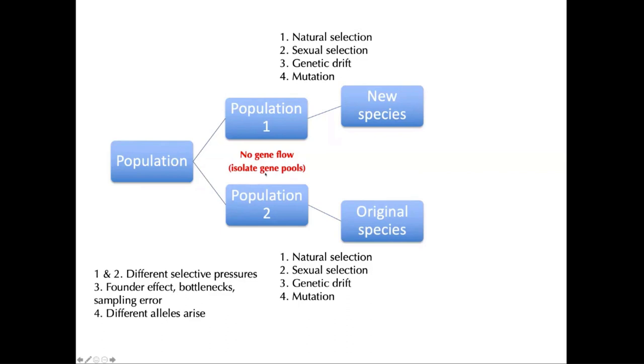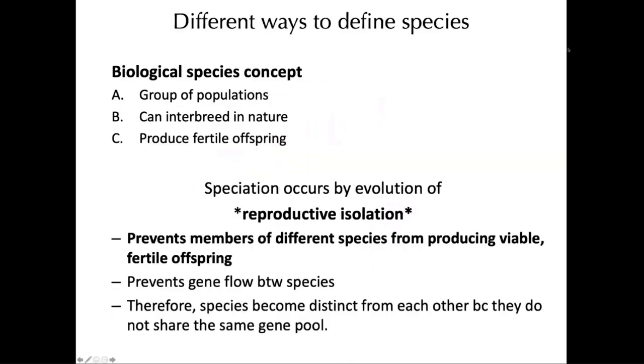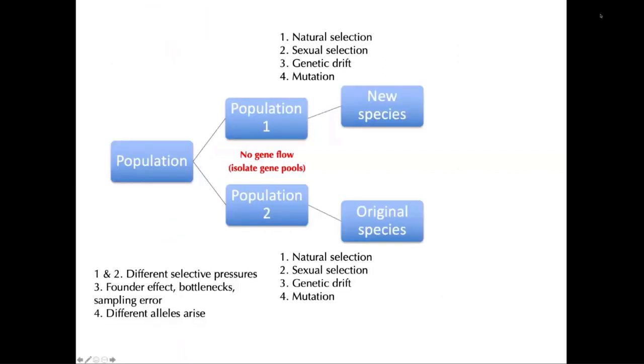Remember, all speciation has to have some sort of prevention of gene flow. If there's still gene flow, meaning there's still mating between the groups, then we wouldn't expect speciation to happen because they just keep combining again. So it has to be something where there is some sort of gene flow stoppage, whether that's physical, like allopatric, or some other mechanism.